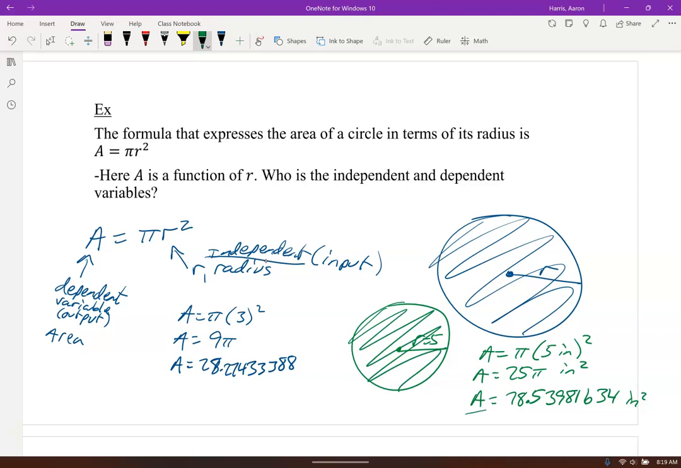So the area is the dependent variable. It depends on what you put in for your radius, right? So again, the input is the radius, and the output is the dependent variable.